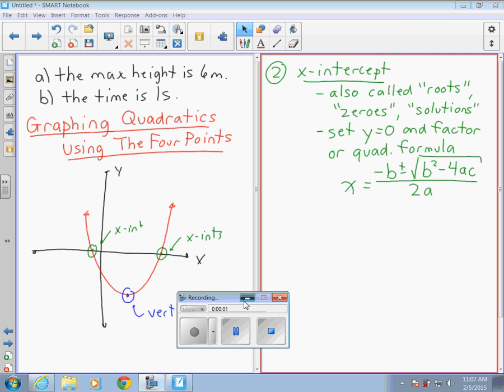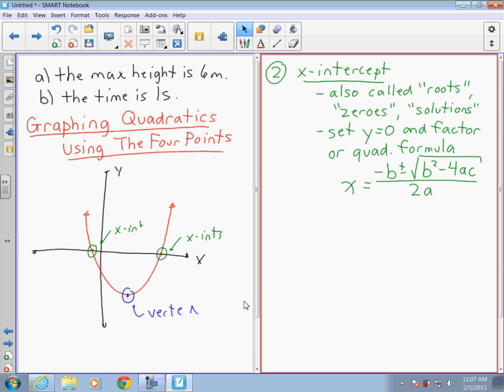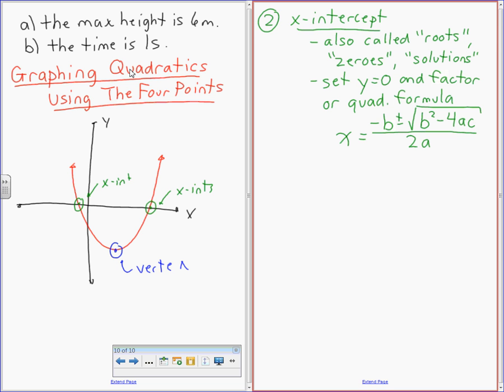y-intercept. Austin, you recall how you find a y-intercept for a graph? Correct. Somebody help me out on the y-intercept. Good, so x equals 0. So number 3 is the y-int.